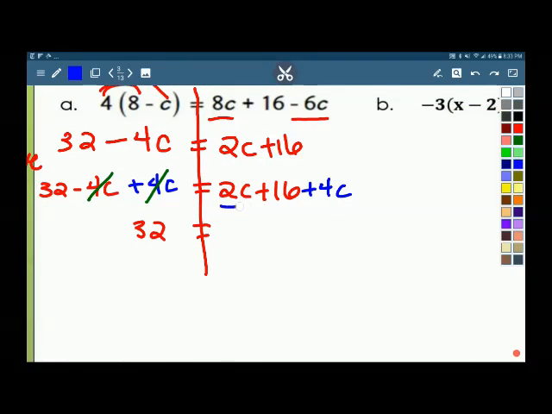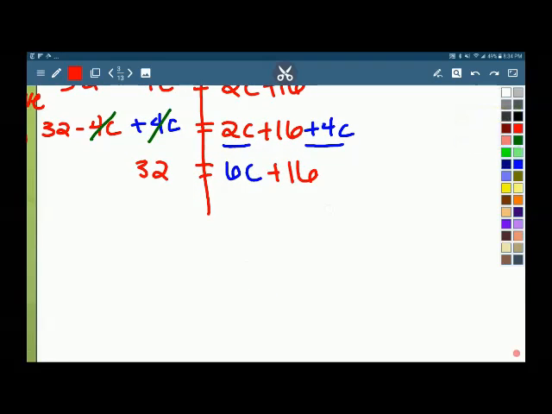Okay, I see a 2c and a 4c. That combines together to be 6c. And then I have to drop down my positive 16. Now we have that two-step equation that we've worked with a lot in 7th grade. We want to look for any addition or subtraction first and then get rid of any multiplication or division. This positive 16 is what we want to go for. So the opposite of positive 16 is going to be negative 16.